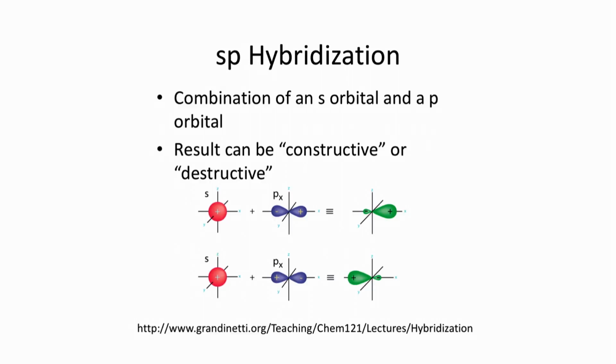So let's invoke different kinds of hybrid orbitals. For example, we can have sp hybridization. In sp hybridization, we're going to start with an s orbital and a p orbital and combine them. And we can combine them in such a way that they add constructively or they can add destructively. In this figure, you can see how this works. Here's an s orbital in red. Here's a p orbital in blue. And you can have two different orbitals.